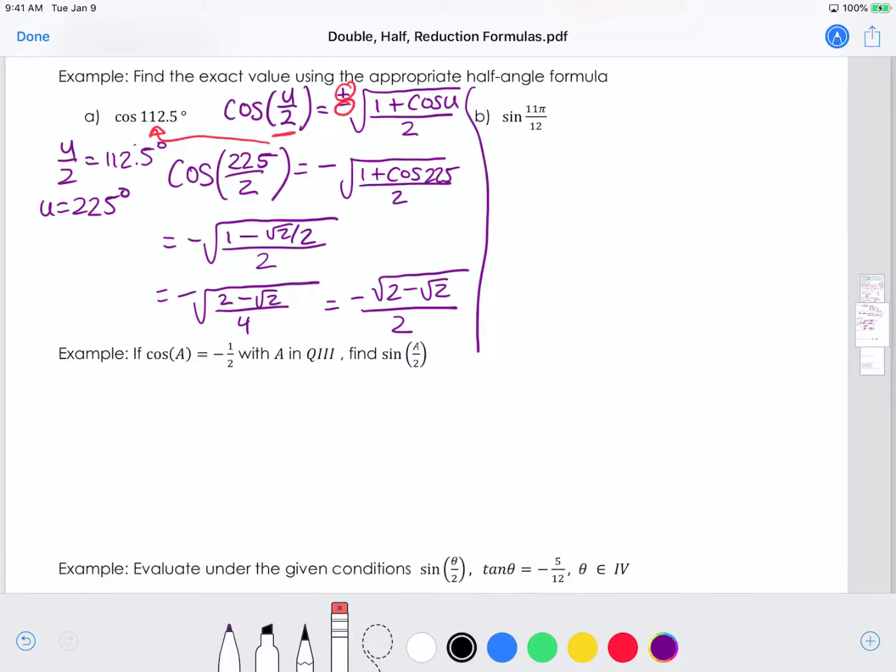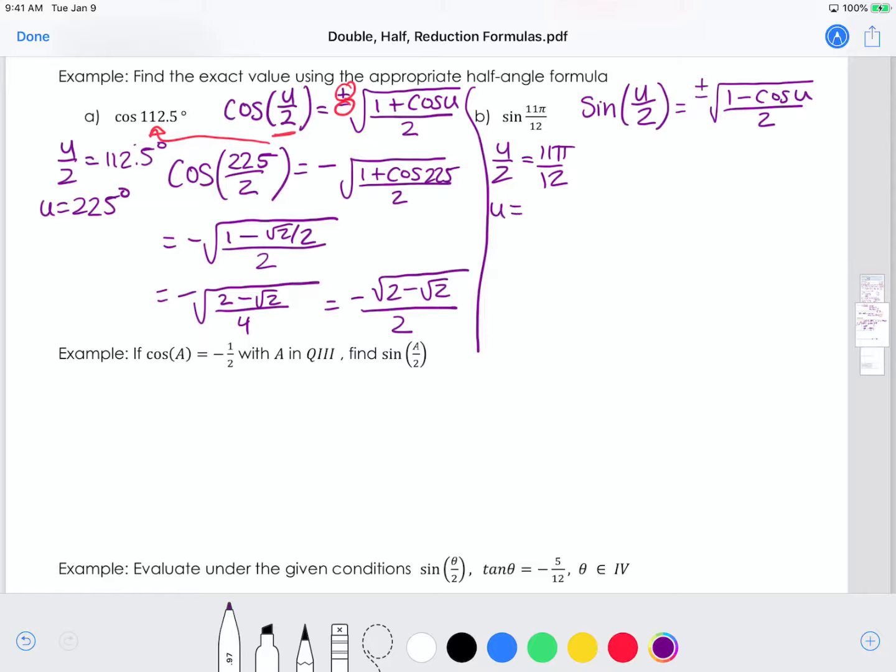Okay, in example B, we're taking the sine of 11 pi over 12, and using the half angle formula for sine. Our formula for half angle of sine would be sine of u over 2, your half angle, is equal to plus or minus the square root of 1 minus cosine of the angle u over 2. So we've got to figure out what angle u is if u over 2 is equal to 11 pi over 12. I would multiply both sides of the equation by 2, and I would get the angle u is 11 pi over 6.